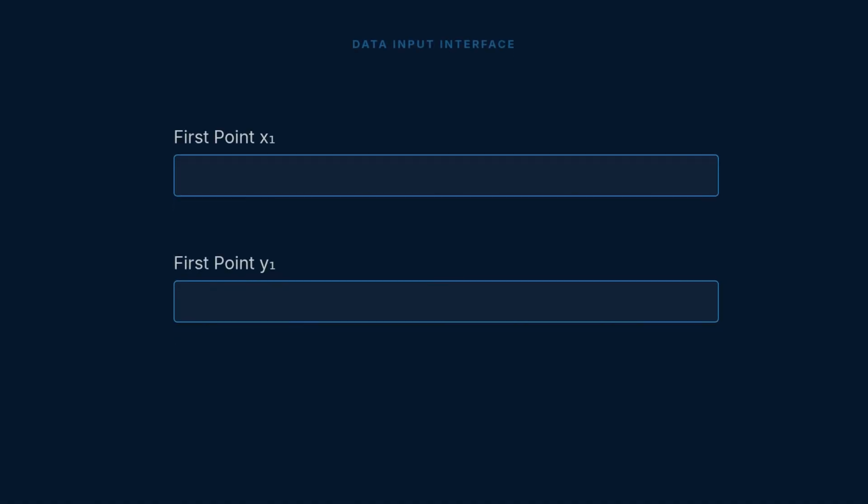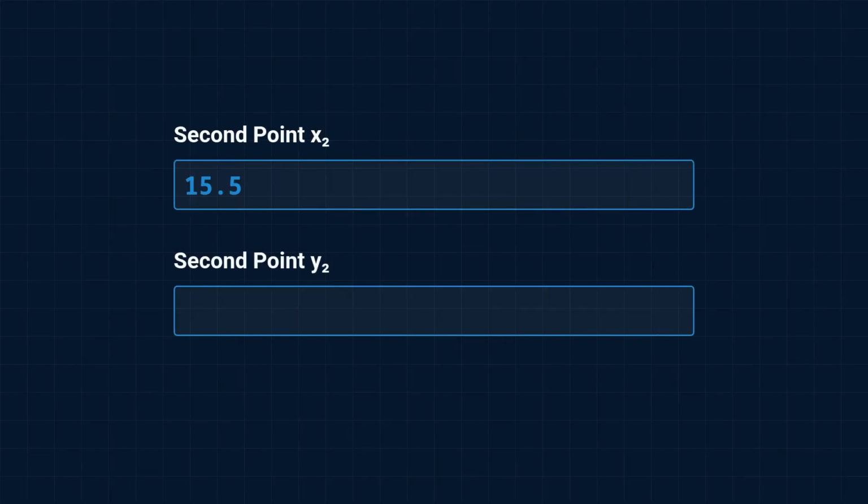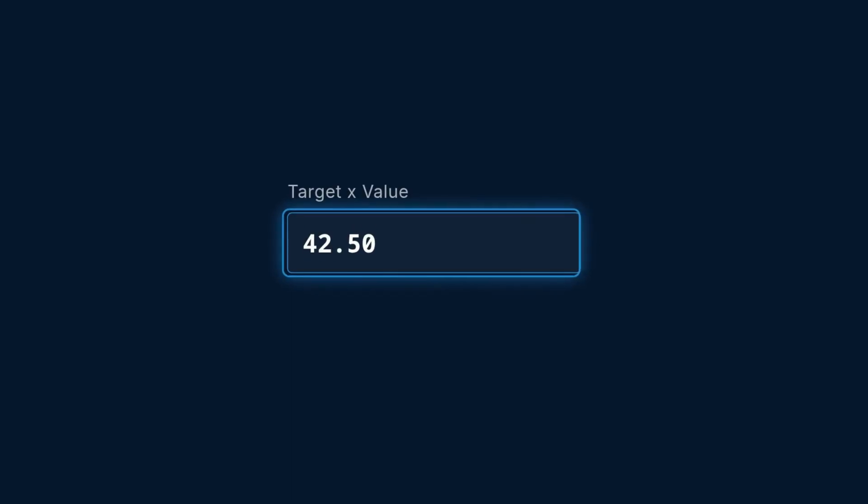The Interpolation Calculator, linear and bilinear, helps you find unknown values between two known data points using linear interpolation. Let's walk through the input fields. First, you'll enter your first point x1 and first point y1 values. These represent your first known data point. Next, enter your second point x2 and second point y2 values for your second known data point. Finally, enter your target x value. This is the x-coordinate where you want to find the corresponding y value through interpolation.